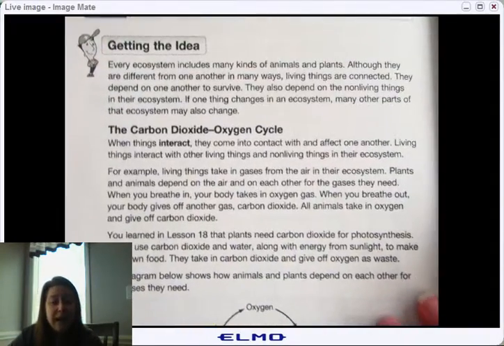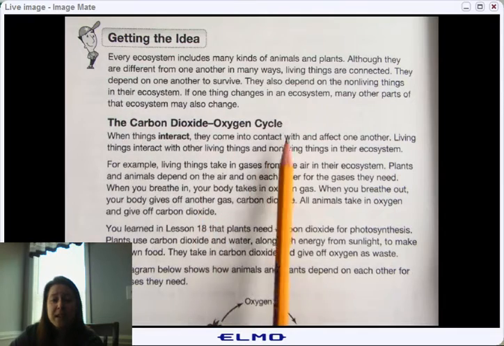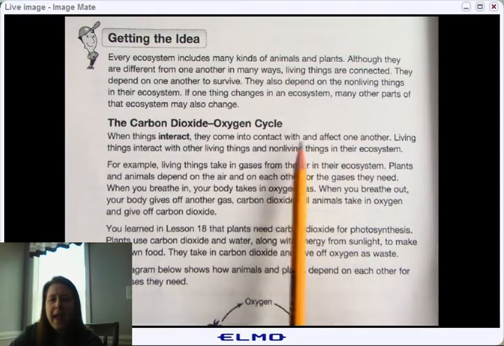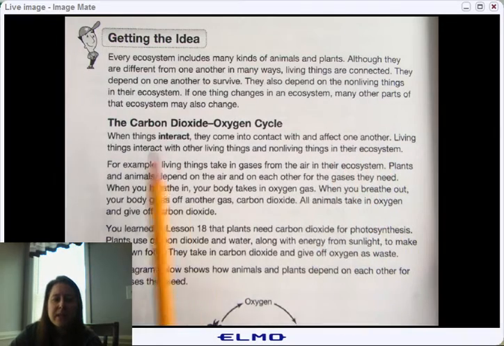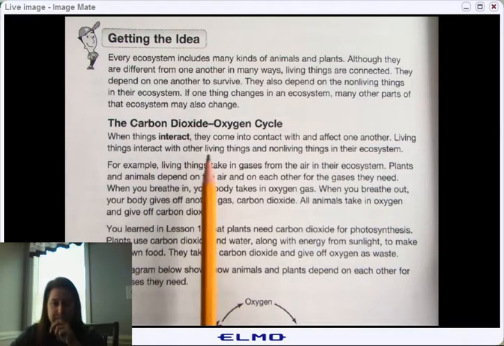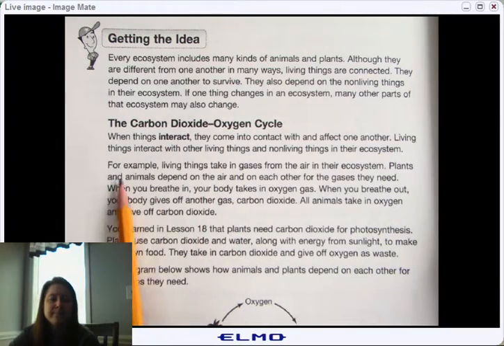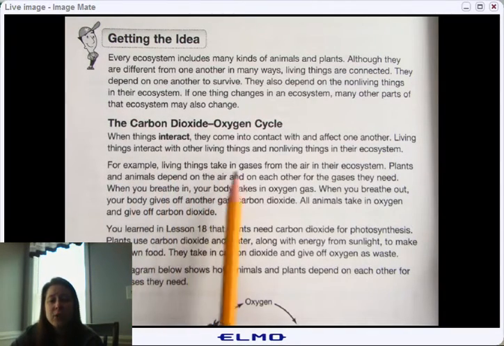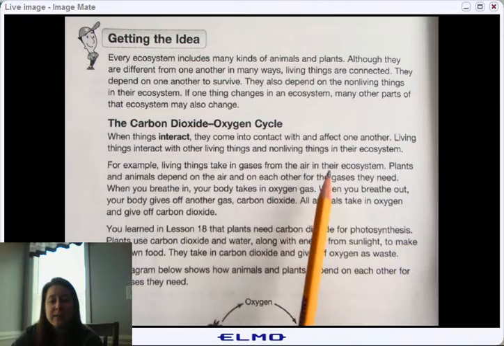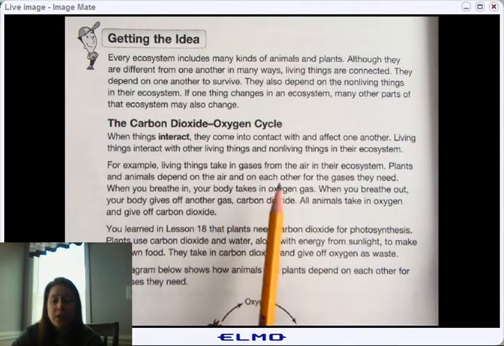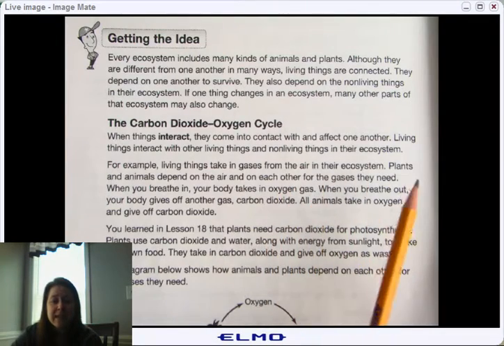When things interact, they come in contact with and affect one another. Living things interact with other living things and non-living things in their ecosystem. For example, living things take gases from the air in their ecosystem. Plants and animals depend on the air and each other for the gases they need.